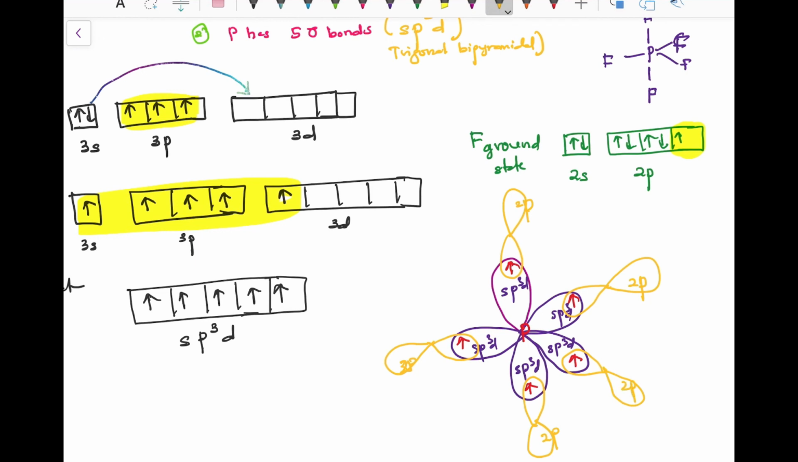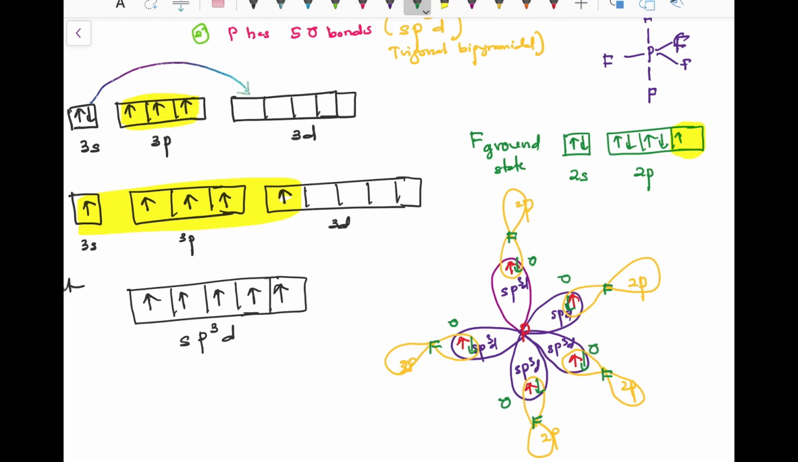Each p orbital brings another 1 electron. It's supposed to be in the opposite direction. This is fluorine, fluorine, fluorine, fluorine, fluorine. This overlapping represents the sigma bonds, five sigma bonds.